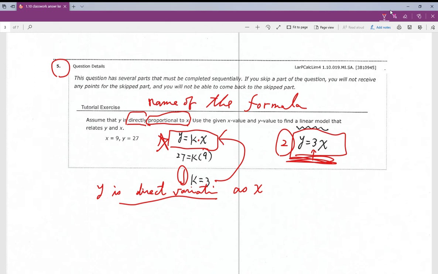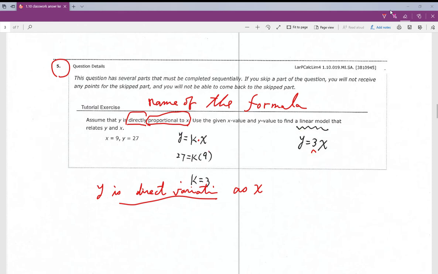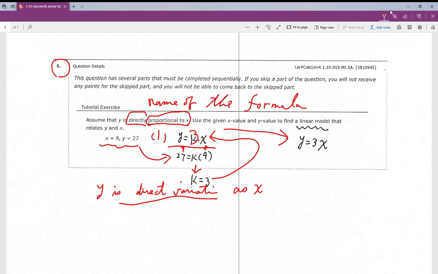So first step, how do you do this question? They give you the name of the formula, so you list the formula. That's step 1. And then plug in the x and y they give to you into the equation. This way, you can solve for k. After you solve for k, you put k equals 3, then you are done. Pretty easy.